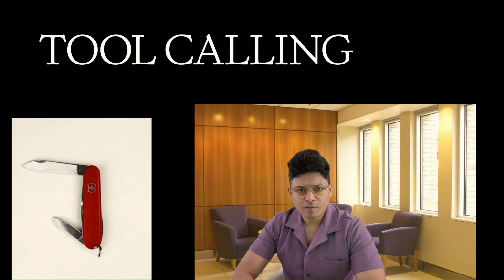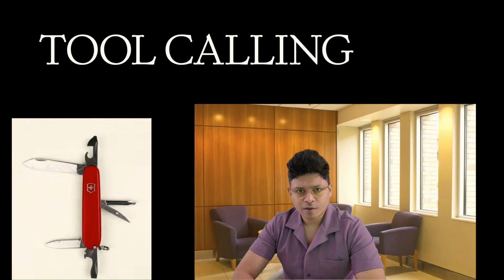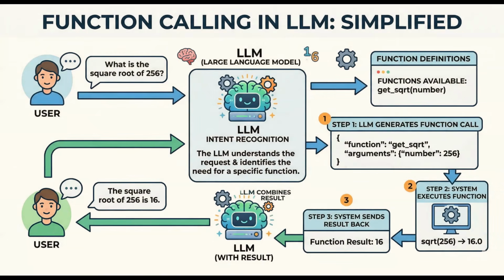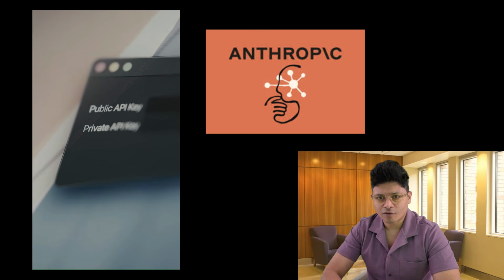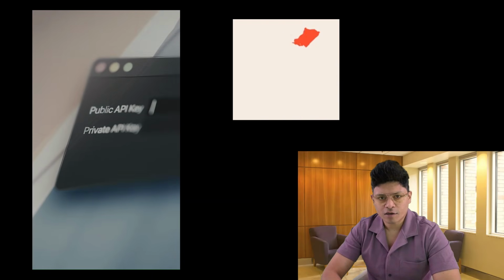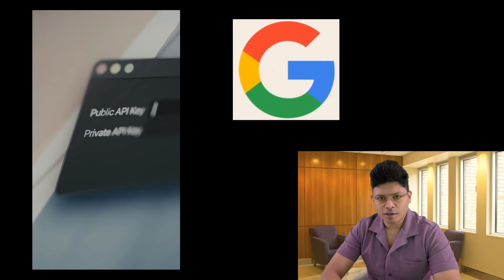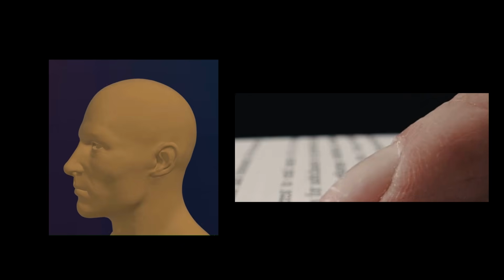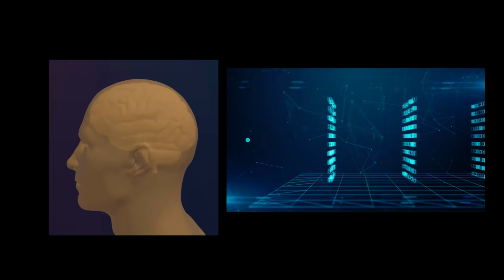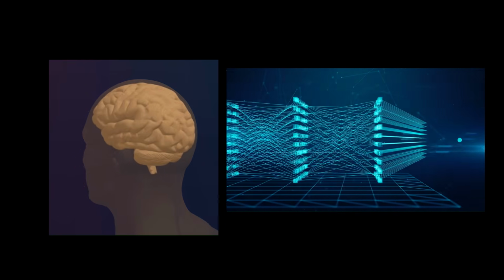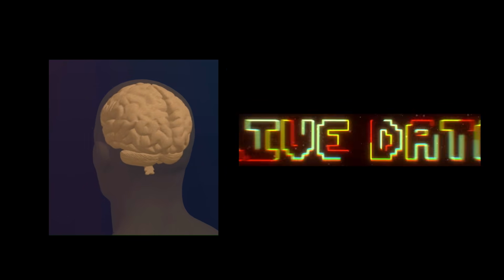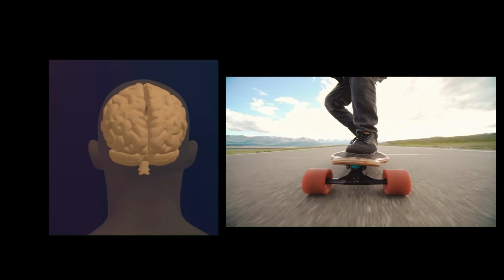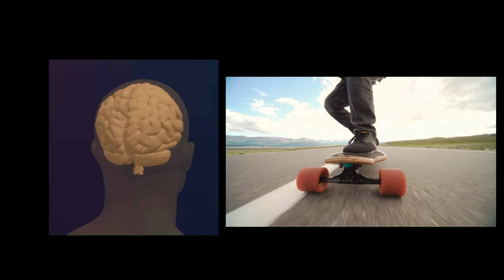Welcome back. Before we talk about MCP, we need to understand tool calling, also called function calling. When you sign up for an API key with a model provider, Anthropic, OpenAI, Google, you get exactly one thing: a dumb model. Text in, text out. It knows only what it learned during training. No internet access, no live data, no ability to take actions in the real world.